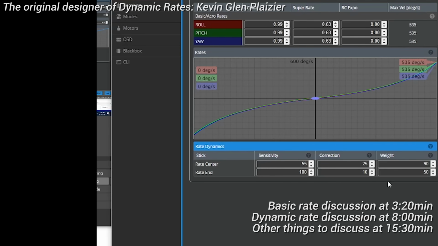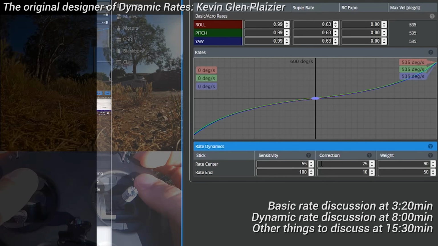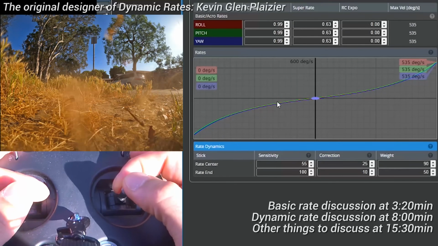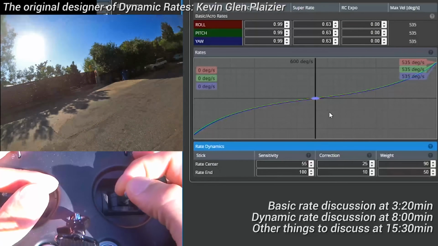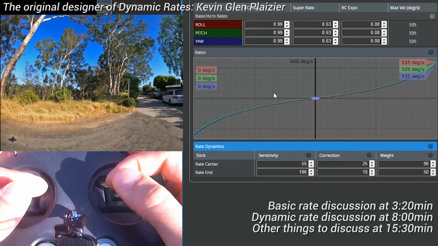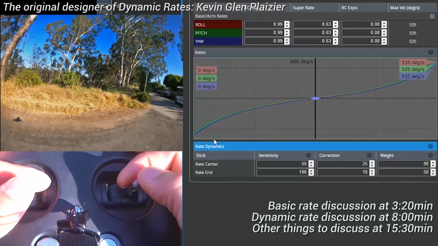There's 6 numbers here and they seem confusing, but honestly, they're probably the most understandable numbers in the entire software suite. So let's look at these numbers. The rate center refers to the center of the stick. The rate end refers to the end of the stick. Everything in the middle is blended. So you can tune the middle of the stick and the end of the stick.